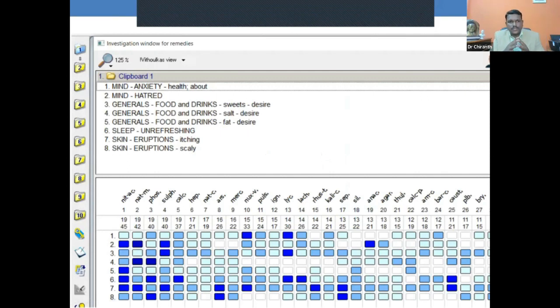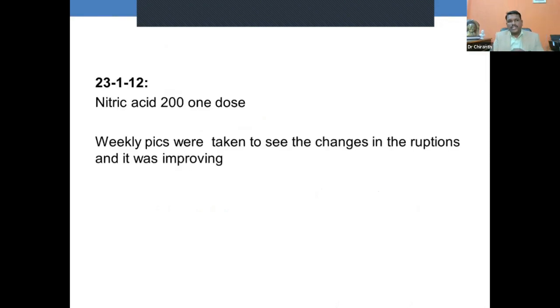So when you look into the repertory chart, these were the things considered: the mind, anxiety about the health, hatredness, sweet desire, salt desire, fat desire, sleep unrefreshing, skin eruptions, itching, and eruptions scaly. And you could see nitric acid standing out, and natrum mur is next, phosphorus, sulfur, calcarea, hepar, natrium carb, ars. So I prescribed nitric acid 200, one dose, to her.